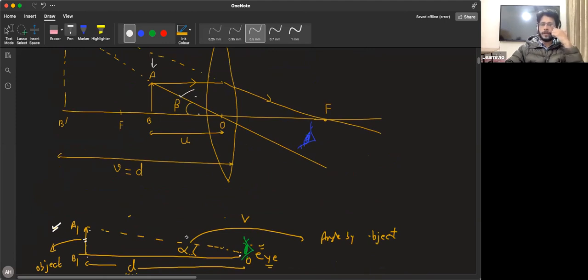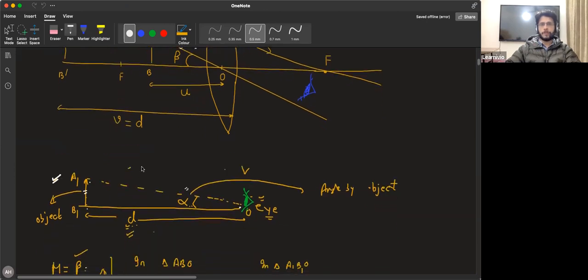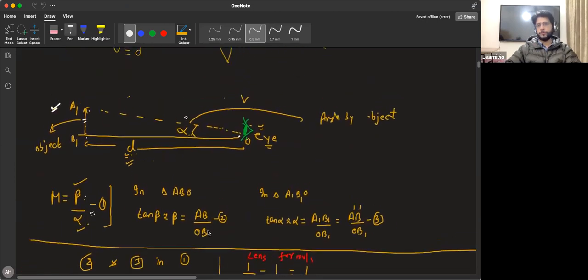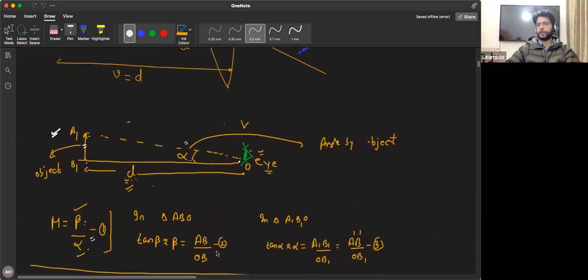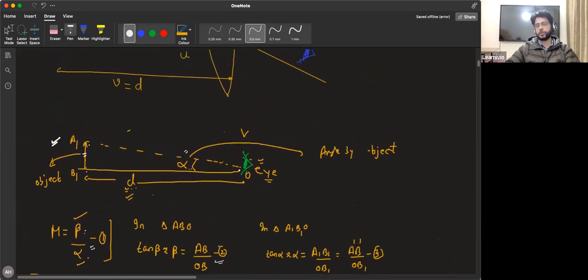What is tan beta in triangle ABO, Arpit? Tan beta here? Sir, in which triangle? ABO. What is tan beta here? Sir, AB upon BO. Tan beta is the ratio of AB and BO. So this is tan beta. For a small angle approximation, you can write that tan beta is almost equal to beta.